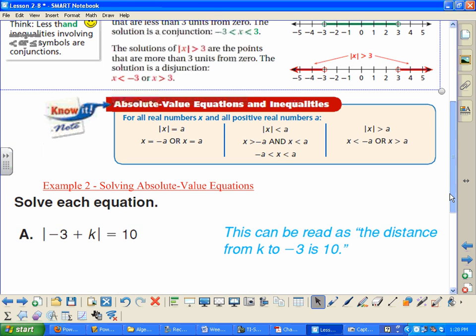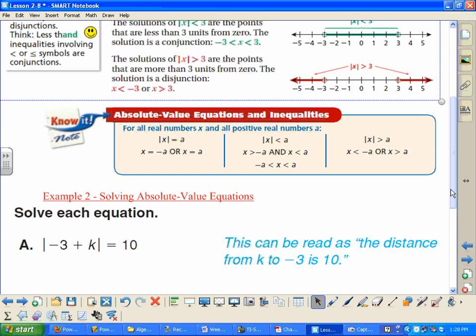So absolute value inequalities. So we have this general statement then. Absolute value of x equals a. So x could be -a or a. If it's absolute value of x is less than a, then it's going to be x is greater than -a and less than a. And absolute value of x is greater than a: x is less than -a or x is greater than a. And those cases will always be true.